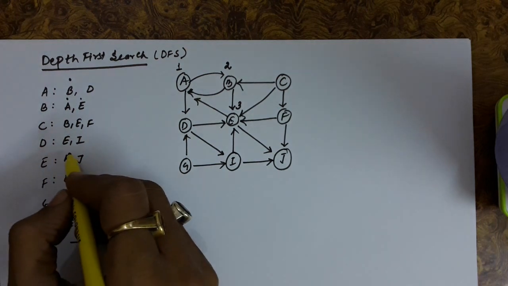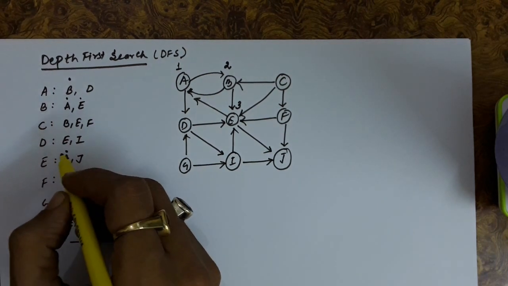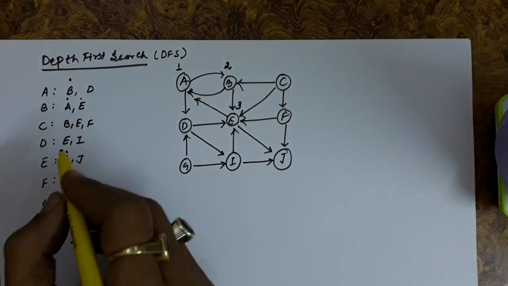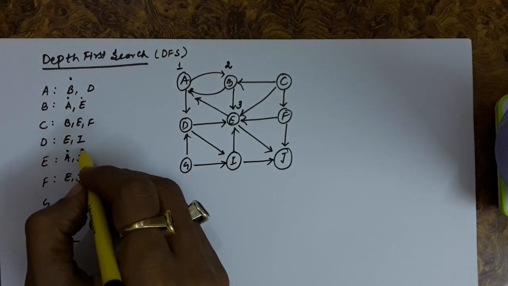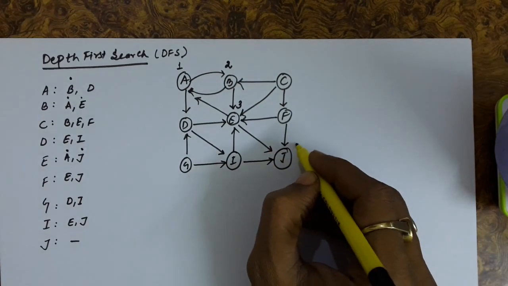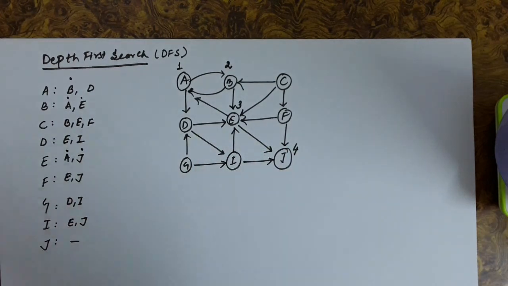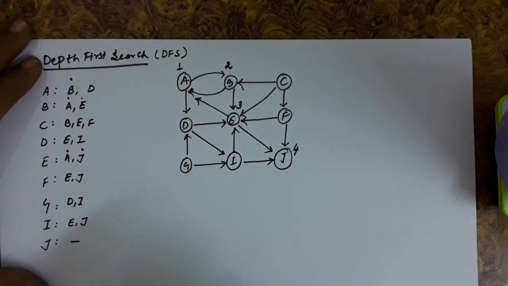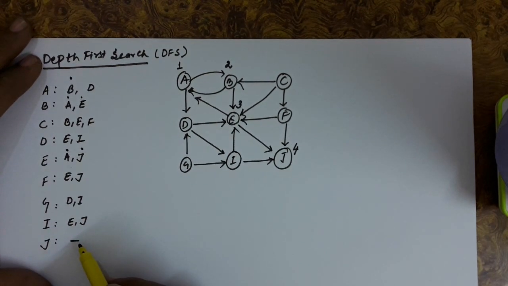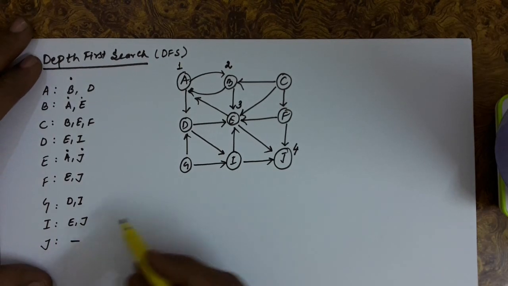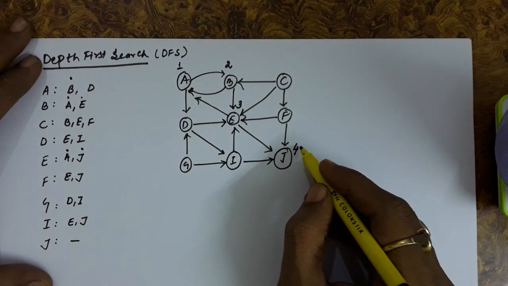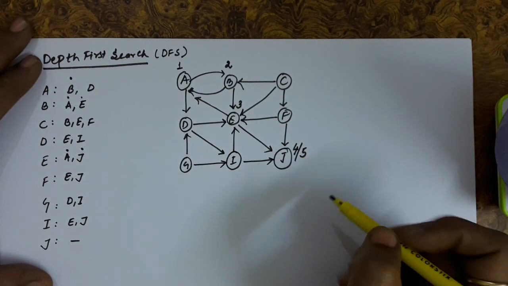Let us see the connections from E. A has already been explored, so we will not explore it again. J, let's explore J. So J will be explored at time 4. Now see the connections from J. There is no connection from J, so there is no way we can go to another vertex from J. So we will have to finish J. Let's finish J at 5.